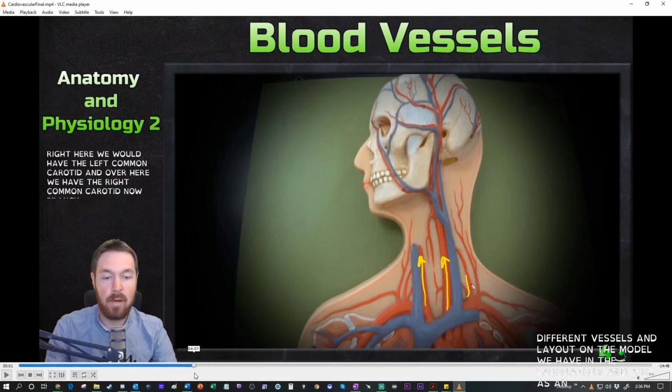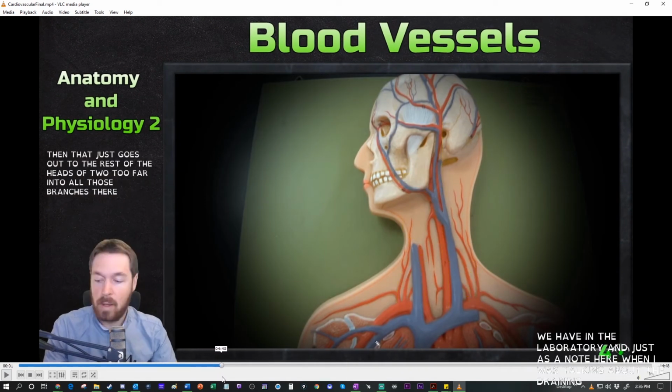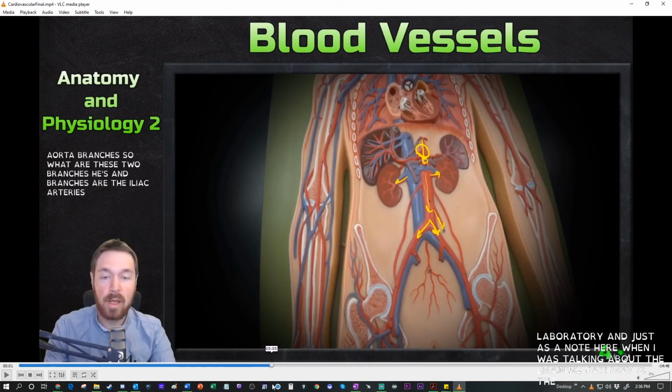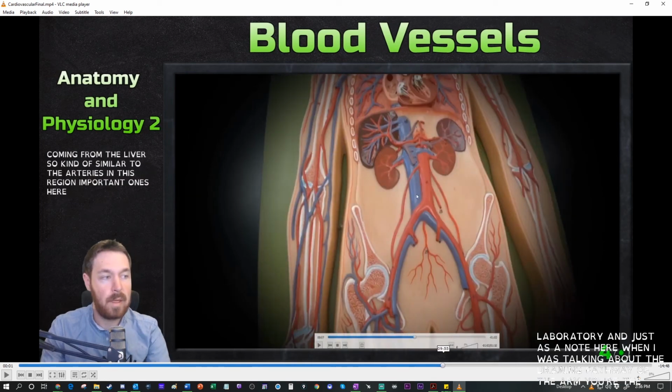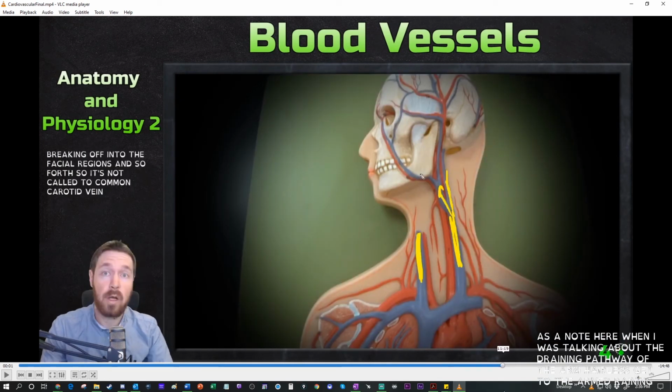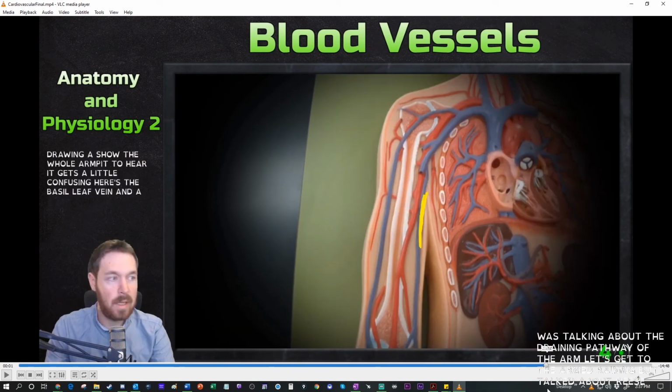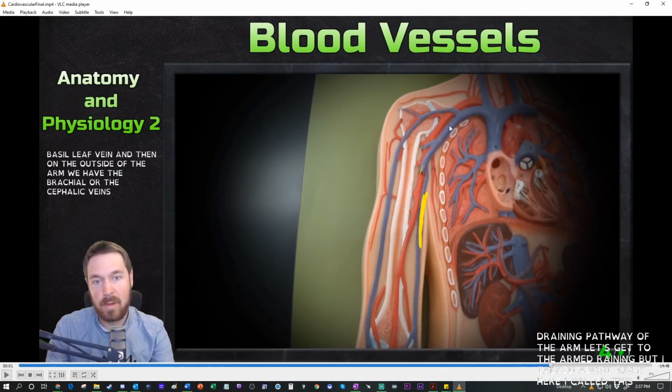And just as a note here, when I was talking about the draining pathway of the arm, let's get to the arm draining. What did I talk about? Right here, I called this region the brachial vein. It's actually the axillary vein. So this is the brachial vein coming in here. This is the basilic vein coming in here, and this is the cephalic vein coming in here. Where these two come back together, this is the axillary vein.